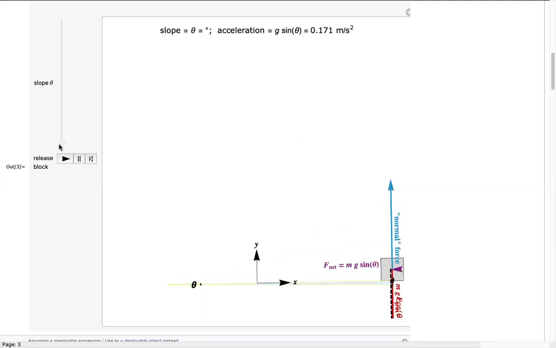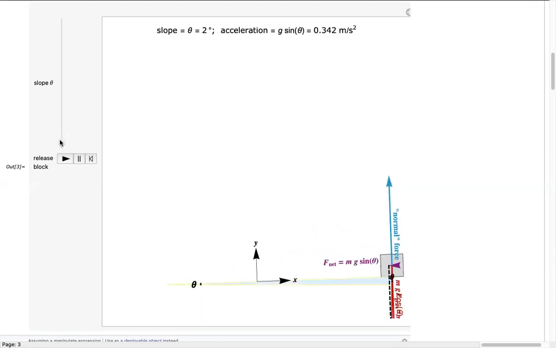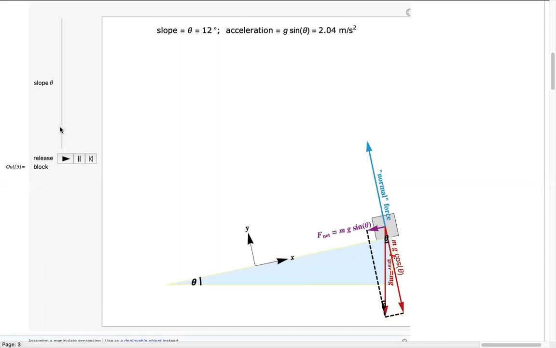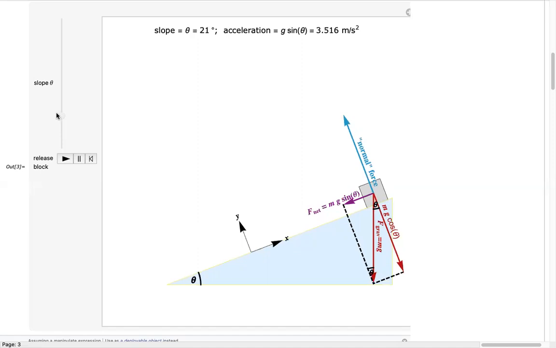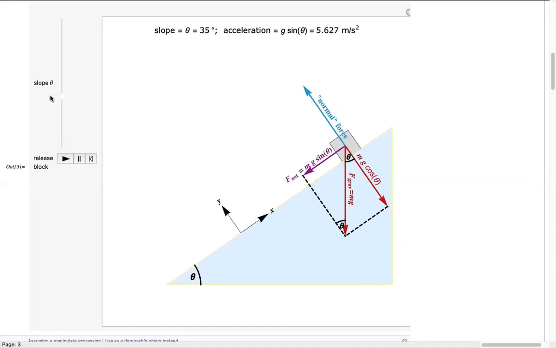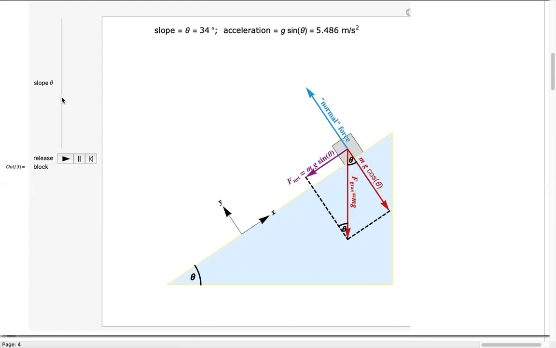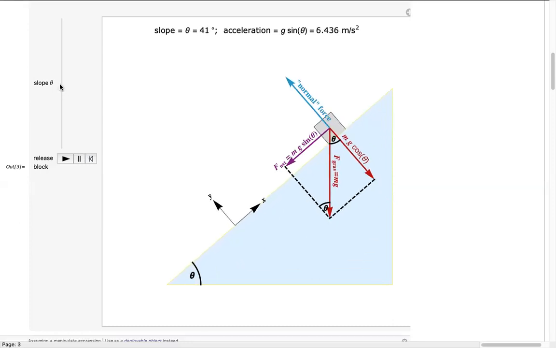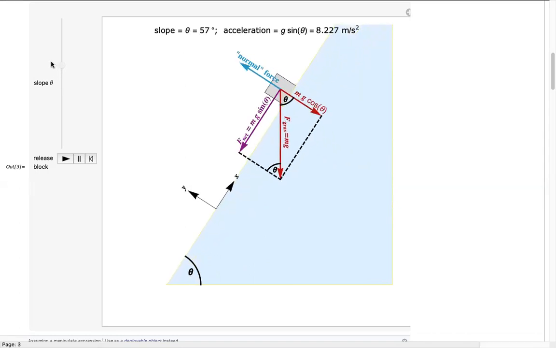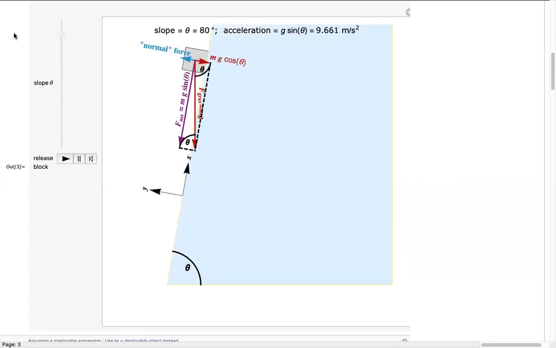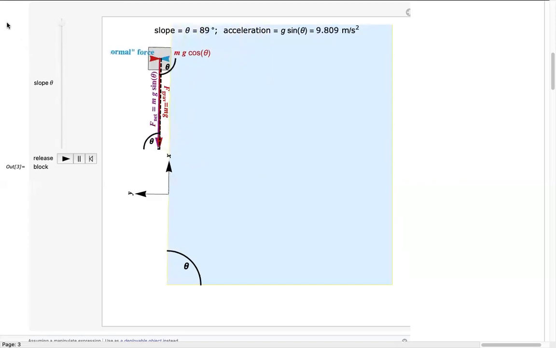So let's do that again. Watch that purple, and that's mg sine theta. It's increasing. It's increasing. So the factor is mg sine theta, or a sine theta reduction. And if I take it all the way to 90, it gets an error. So it goes up to 89 degrees, and it's almost fully mg.